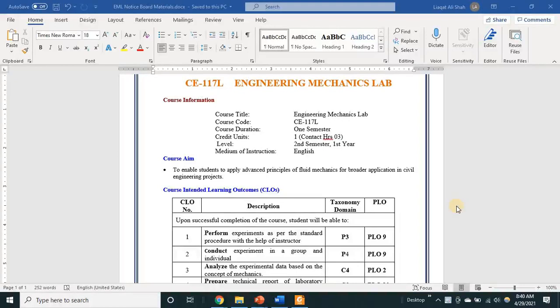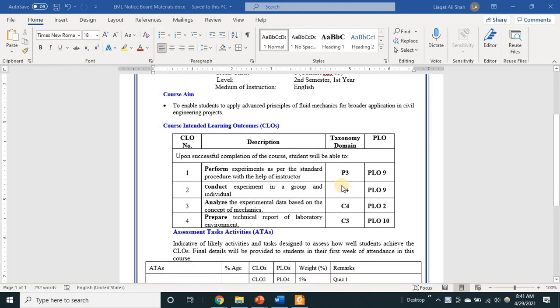Okay, so the title of our course is Engineering Mechanics Lab. Course code is CE117L. It is a one semester course, and the credit hour is 1 credit hour with 3 contact hours. In this course there are 4 CLOs.